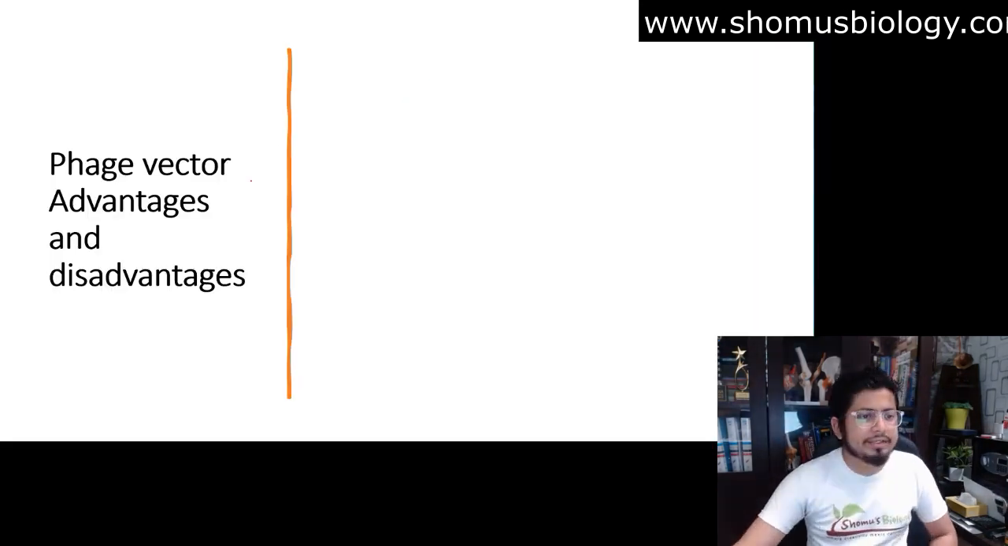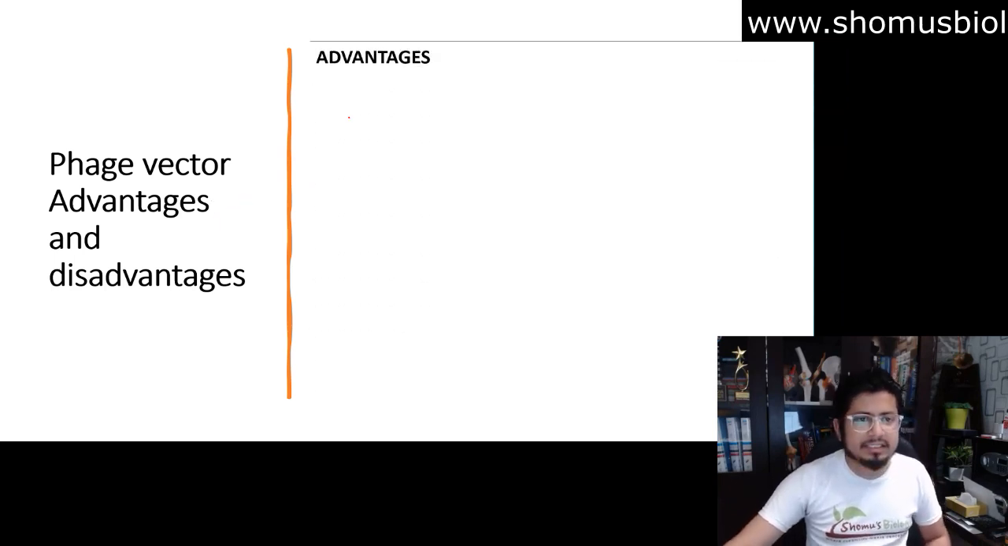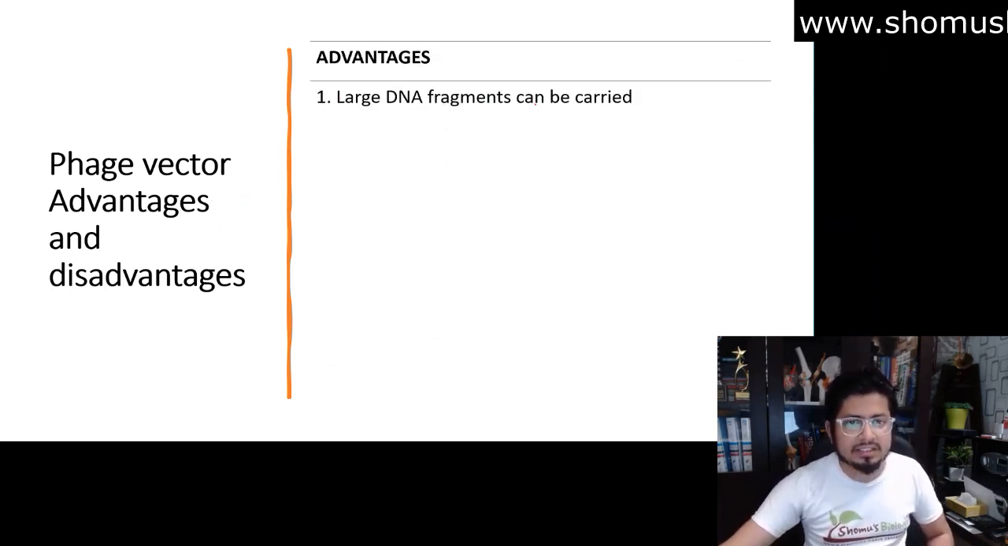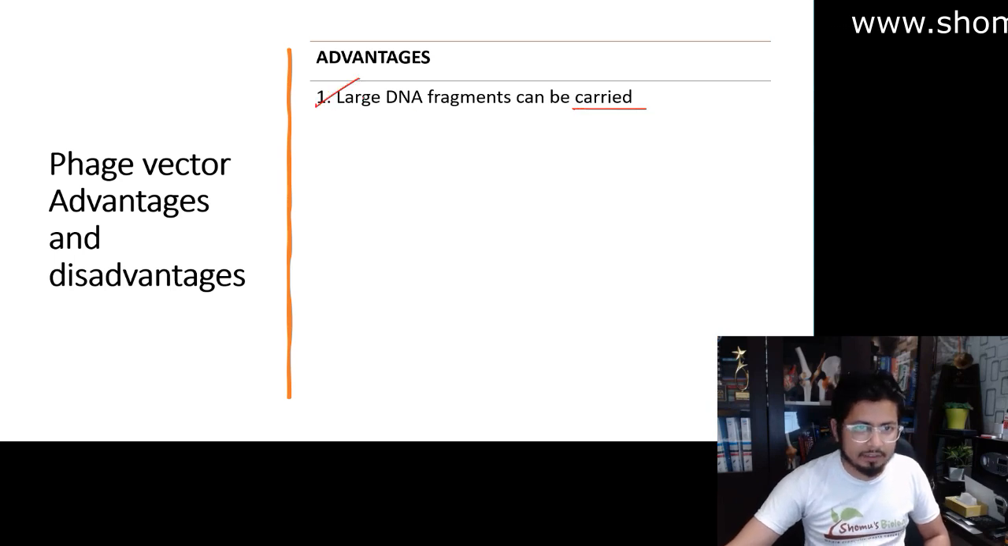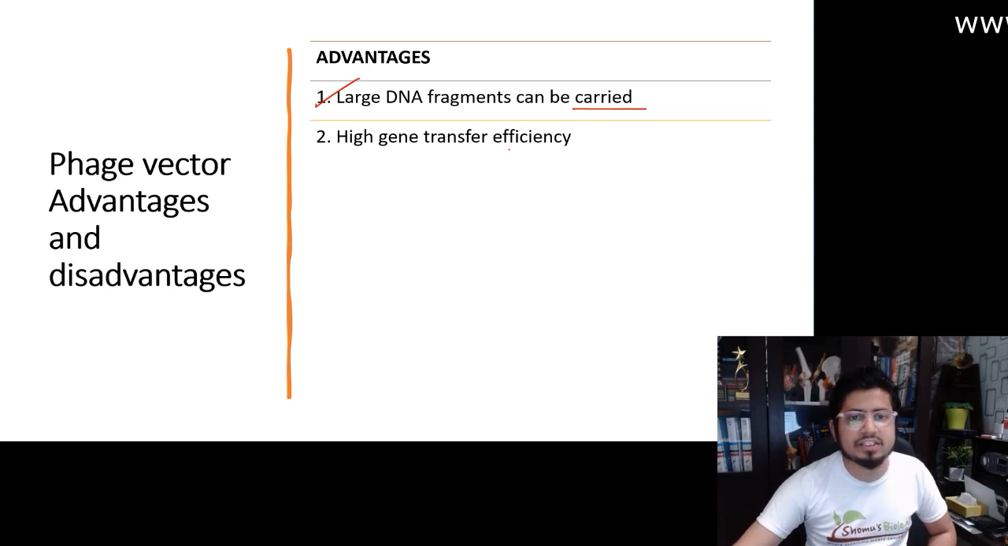Okay, now what are the advantages and disadvantages of the phage vector? You can see the advantages of phage vector. Large DNA fragments can be carried. That is one big advantage, that is 35 to 45 kilobases. We have high gene transfer efficiency.